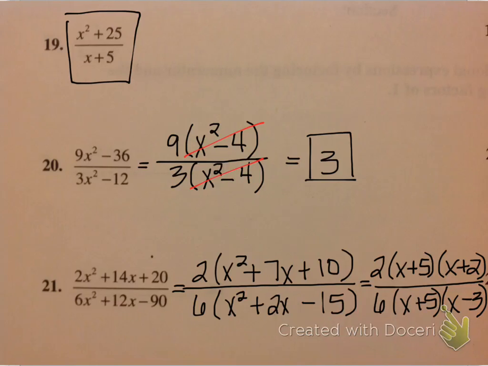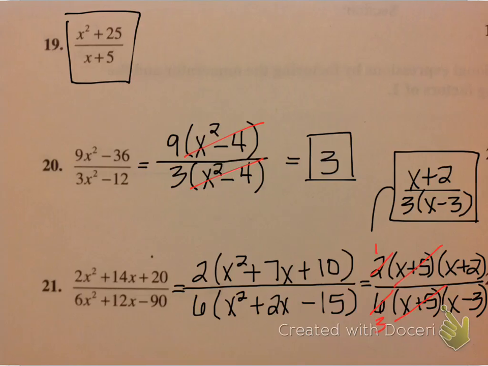So now I see that I can cancel out the x plus 5s. I know that 2 goes into 2 once and goes into 6 3 times. So that's going to leave me a final answer. Well, in the numerator, all I have left is x plus 2. And in the denominator, I have 3x minus 3. So that would be my solution, or my simplified answer for that last problem.